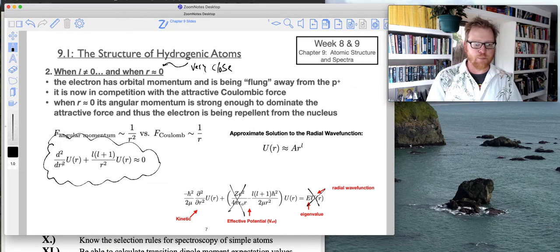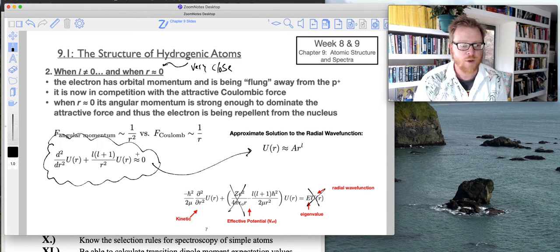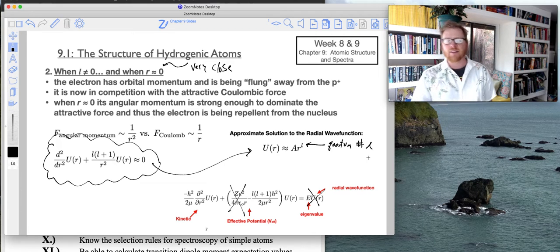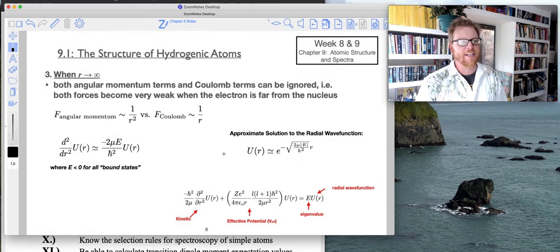And when I push through all of my constants, I get this very simple Schrödinger equation to solve for the radial wave function. The approximate solution is simply A times R raised to the L power, where that's the same L quantum number, the quantum number L. Again, all of these are approximate solutions because eventually we're going to have to combine all of these into one solution. All right? So let's look at the last condition.